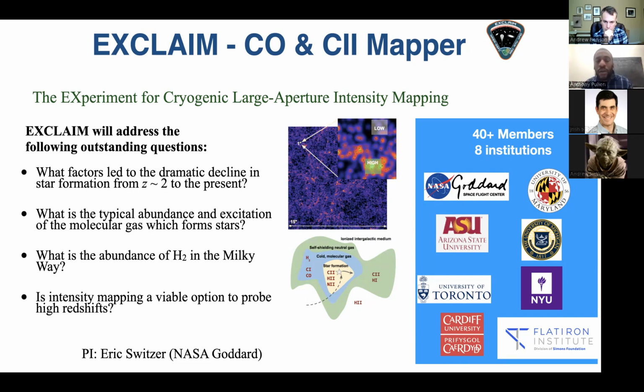We want to be able to measure the abundance and excitation of the molecular gas that forms stars. We want to measure properties of gas in the Milky Way galaxy, which is also something that EXCLAIM is going to be able to measure. And then finally, this survey is going to serve as a sort of pathfinder for future surveys, which will have more sensitivity in order to be able to do cosmological measurements.